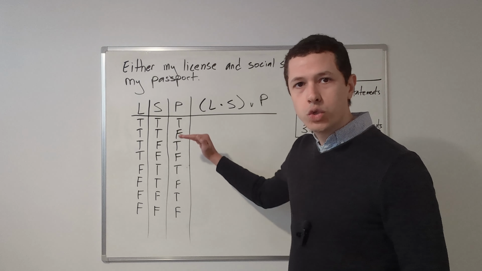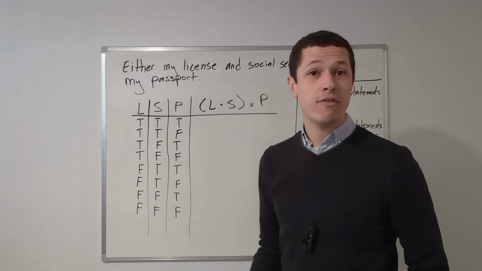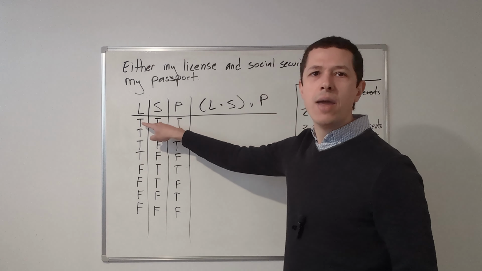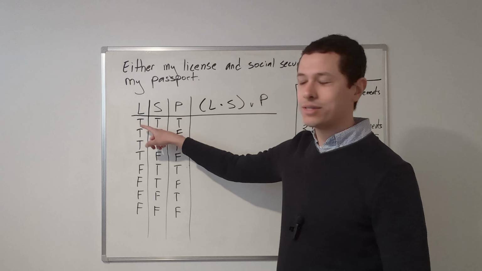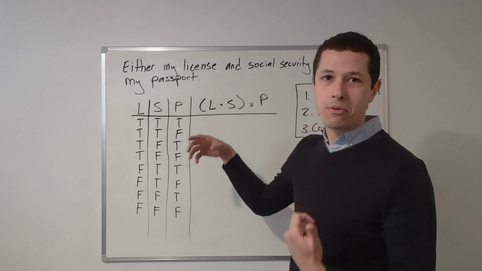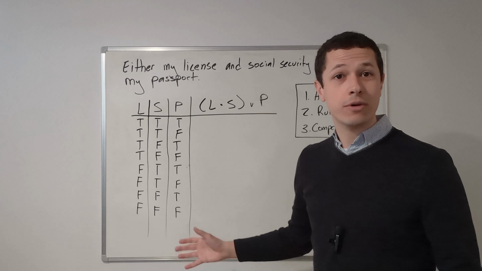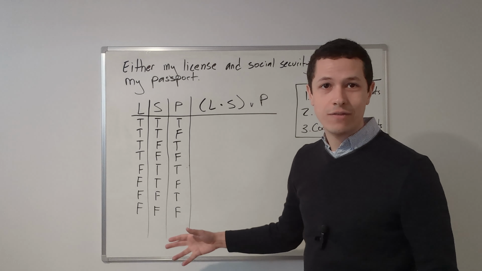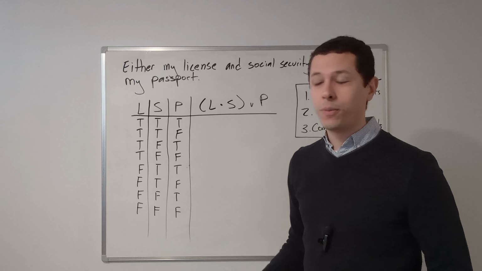Here's a nice way that I like to think about this. You can imagine that each row is just a possible world, a way the world could have been. So here in the first row, we have the world in which I brought all of my identification. So I brought my license, I brought my social security, and I brought my passport. You can imagine this final row as being the world in which I showed up completely unprepared. I didn't bring any of my forms of identification. No license, no social security card, no passport.